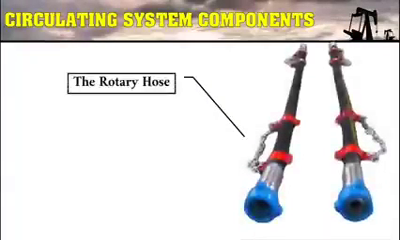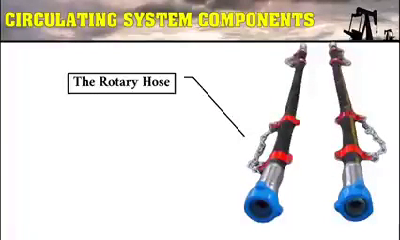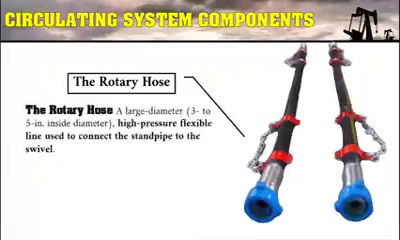The rotary hose. The rotary hose is a large diameter, 3 to 5 inch inside diameter, high pressure flexible line used to connect the standpipe to the swivel. This flexible piping arrangement permits the kelly, and in turn the drill string and bit, to be raised or lowered while drilling fluid is pumped through the drill string.